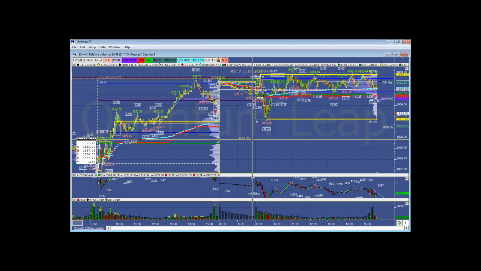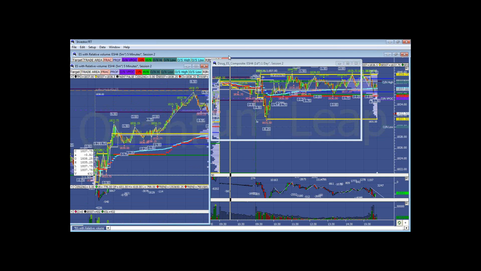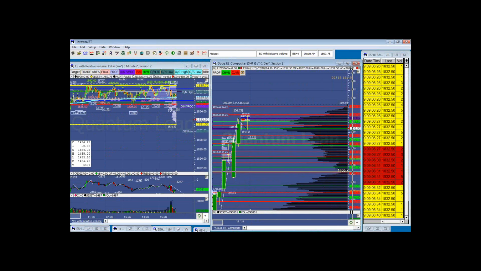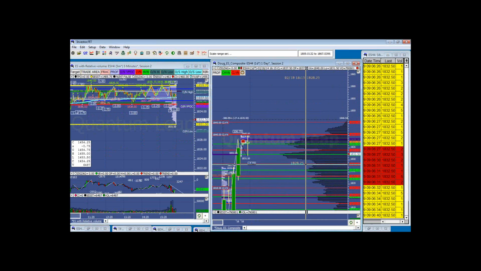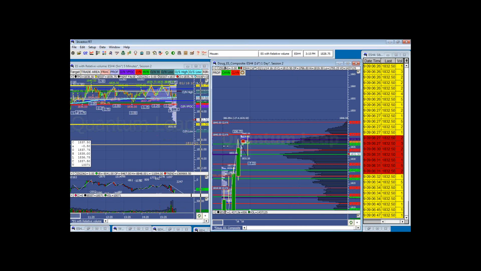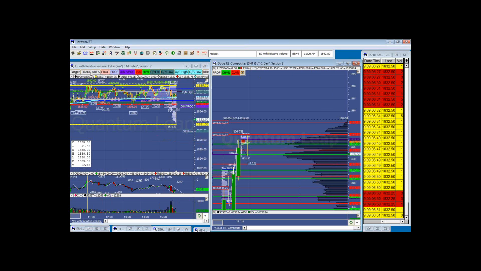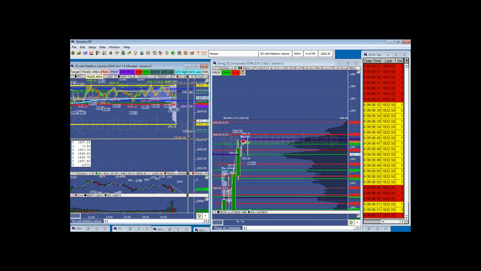You've got an LVN here at this 1827.75, but I'm really looking at that 1828 area. If you look on the composite, that's the other side of this balance right now that we need to hold in around this 1832. So 1828.25 is going to be an area that I'm going to look for responsive buyers to step in.